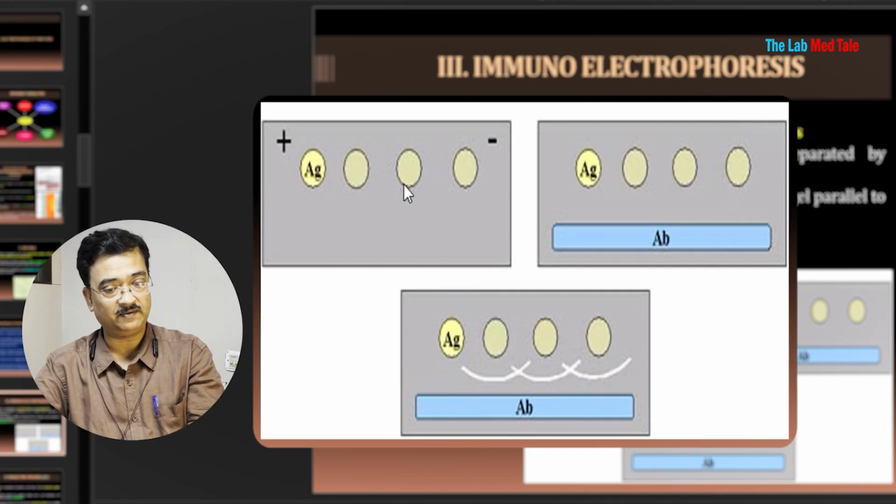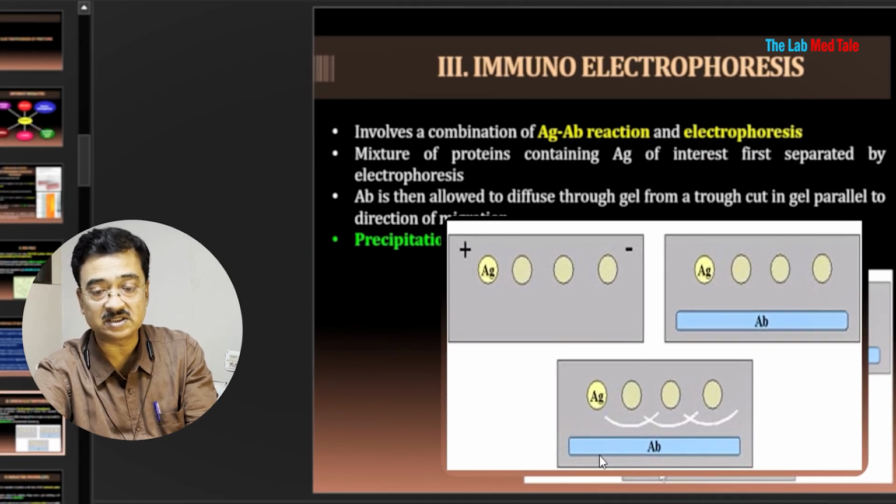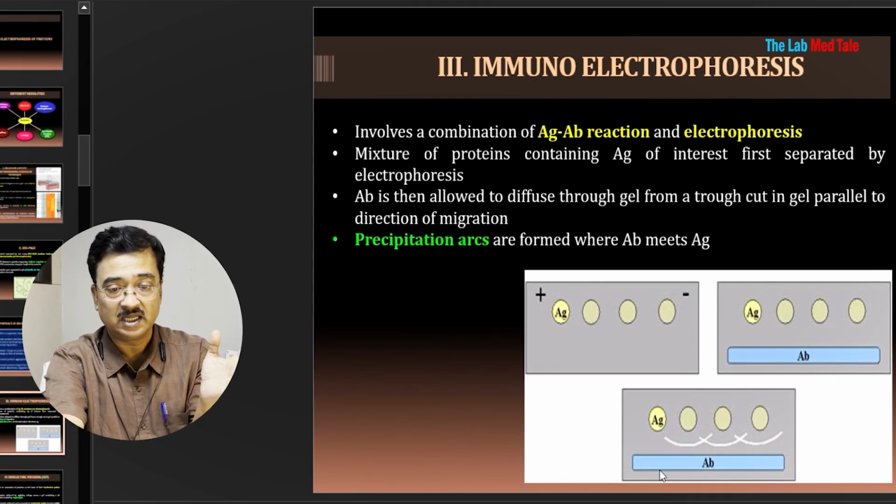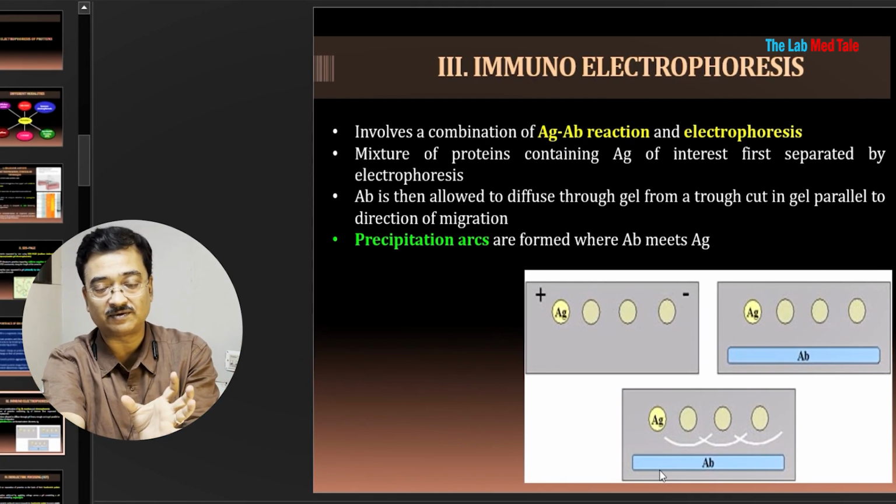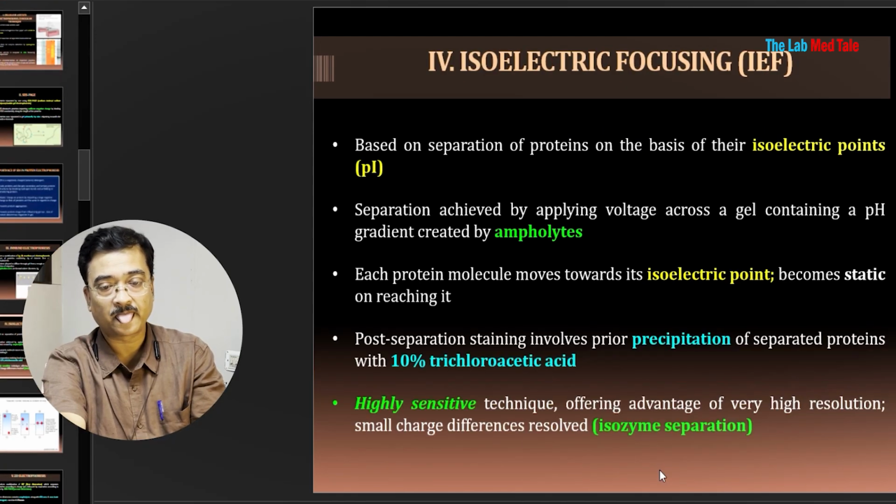First, you separate from the entire bunch of the antigens, and now at the antibody trough, if this antigen separates and precipitates here, you can identify this as the antigen-antibody complex, and now you can separate it from the entire molecule mixture. So this is immunoelectrophoresis, which means immunoassay and electrophoresis in combination.